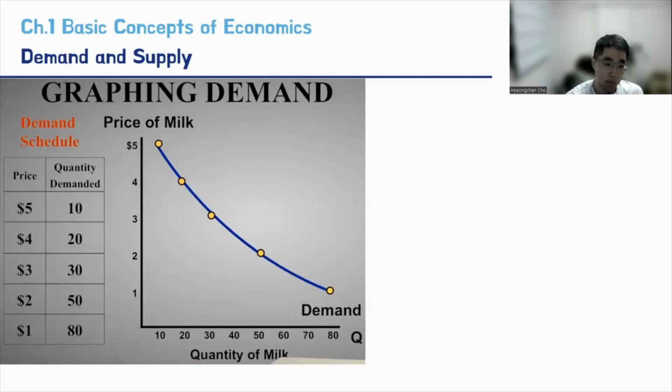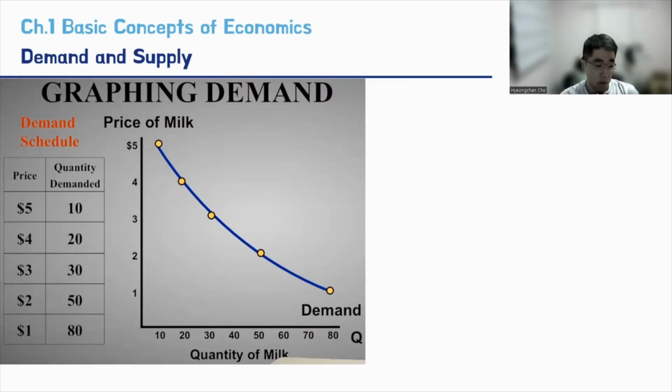As you see, in the demand schedule, at price 5 the quantity demanded is 10, at price 4 the quantity demanded is 20, at price 3 the quantity demanded is 30, at price 2 the quantity demanded is 50, and at price 1 the quantity demanded is 80. So as you see, when the price goes down, the quantity demanded goes up.